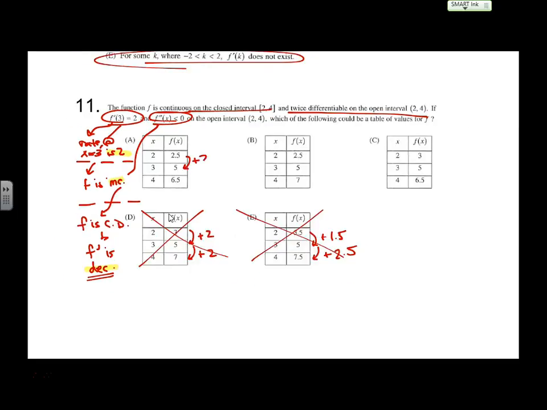This one's going up by 2.5 and then by 1.5. This one's going up by 2.5 and 2. This one's going up by 2 and then 1.5. Aw, they're all increasing at decreasing rates. That's the key. At 3, the rate is 2. Which one is the only one that makes sense for the rate to possibly be, if it's strictly decreasing, to possibly be 2 at 3?